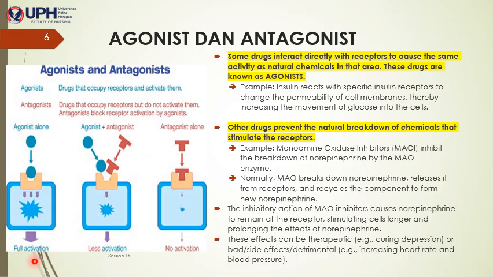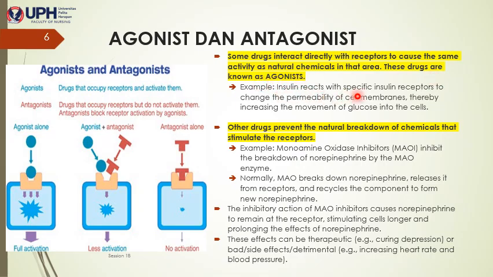So if you can see here, this is full activation. We have the agonist, and the agonist will go to the receptor site, and it will fit, and then it causes a full activation. What happens if we have agonist and antagonist? Both of them will go to the receptor site, but it will cause less activation. But when it's only the antagonist alone, it will fit to the receptor area, but because it's an antagonist, it will cause no activation. So some drugs interact directly with the receptor to cause the same activity as natural chemicals in that area, and these drugs are called agonists.